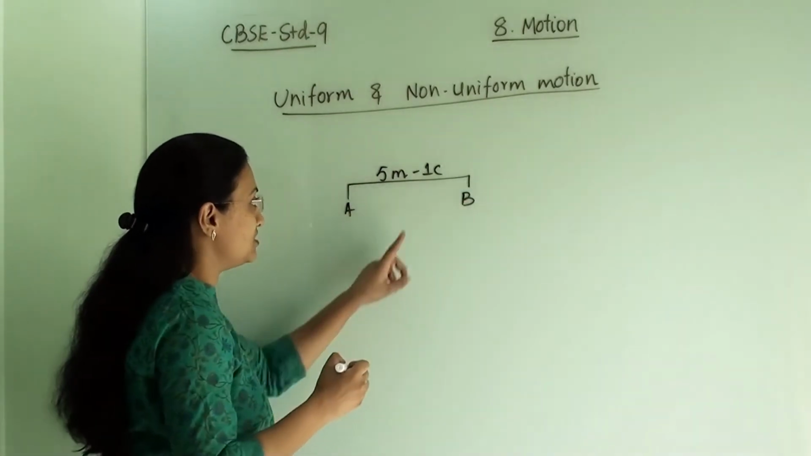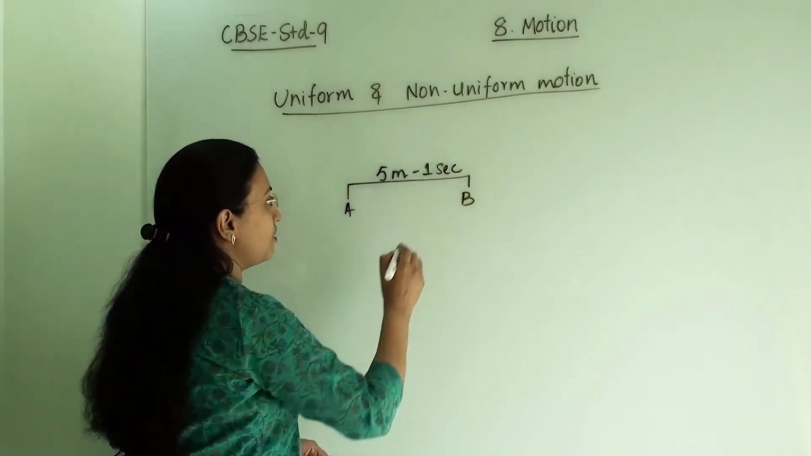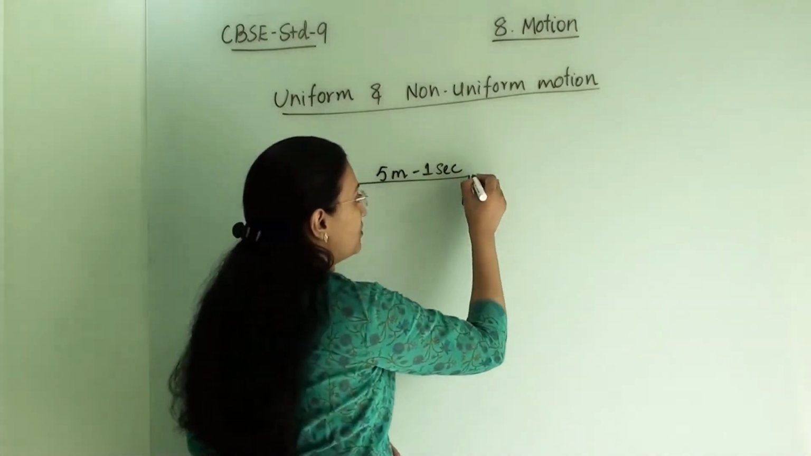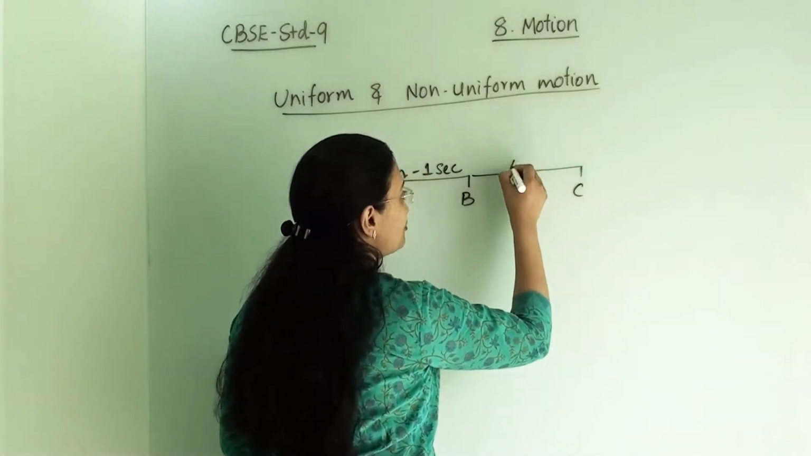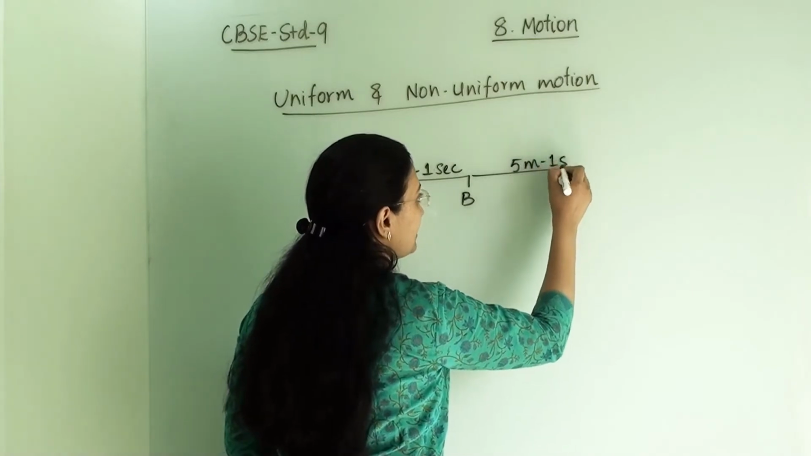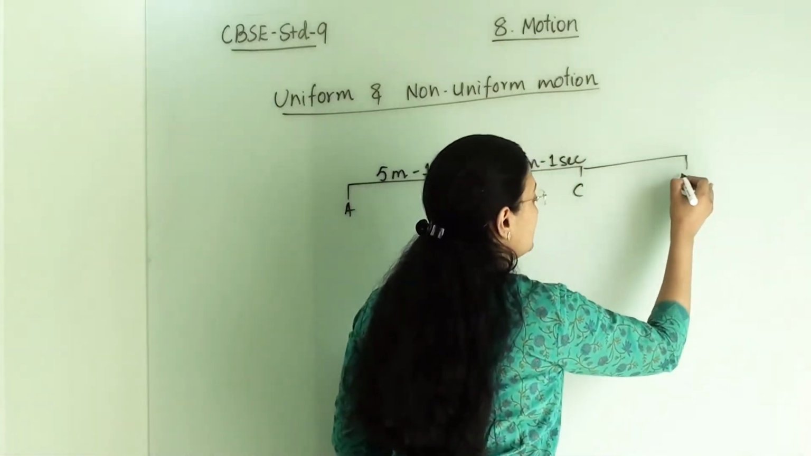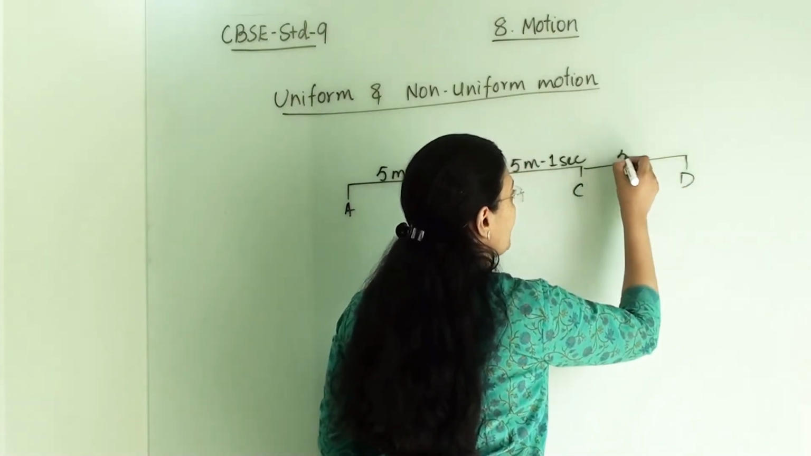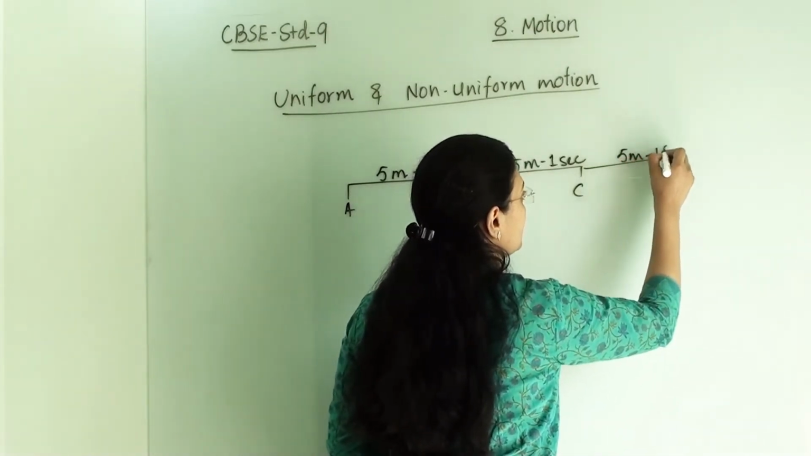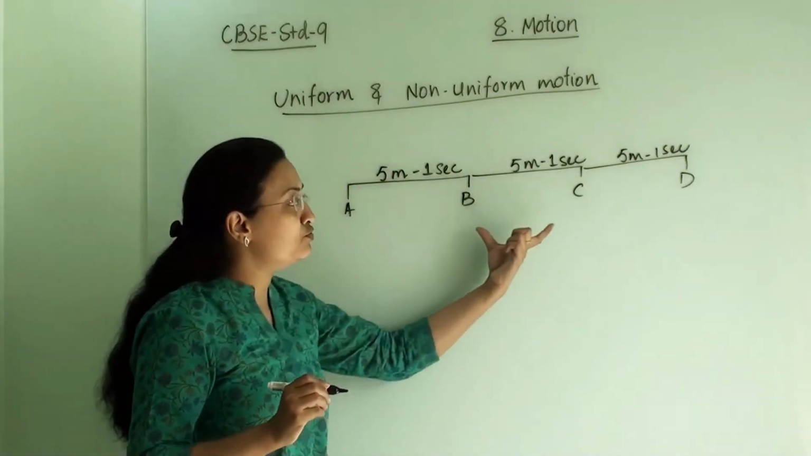This is 5 meters in 1 second. In 1 second it has covered 5 meters. Now the other lap is also 5 meters, covered in another 1 second. And in the third lap, it is going 5 meters in another 1 second. So if we see here, this is a uniform motion.